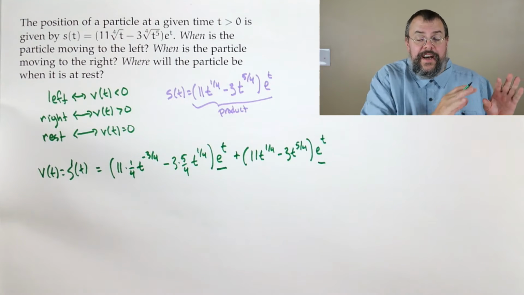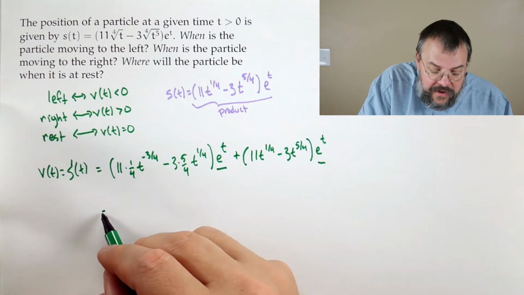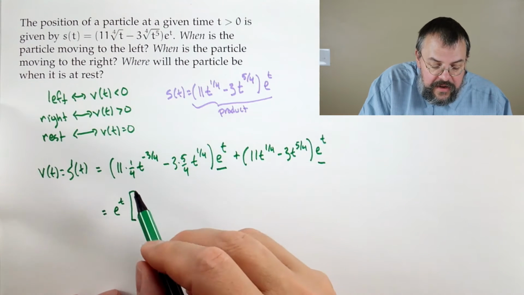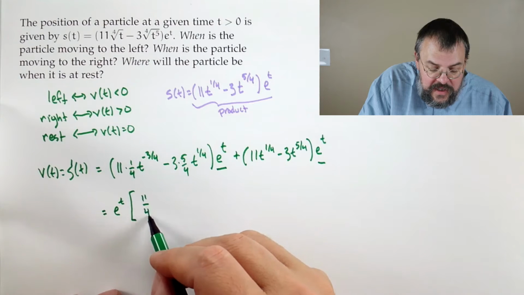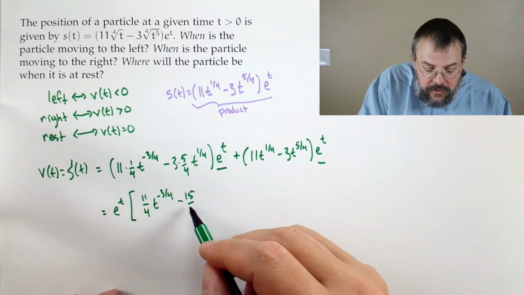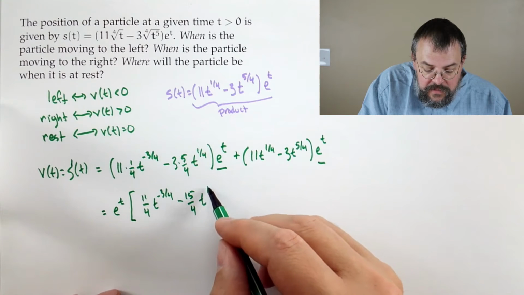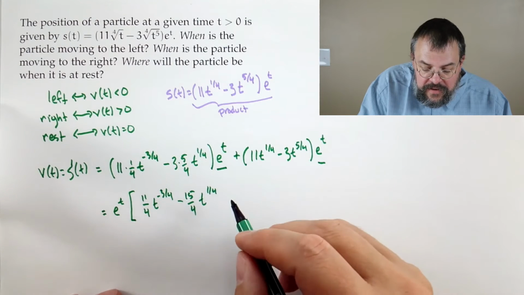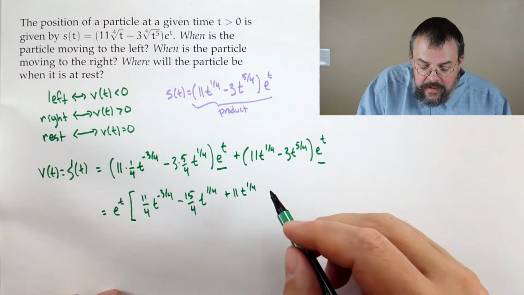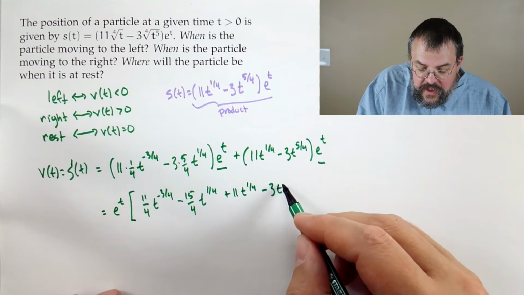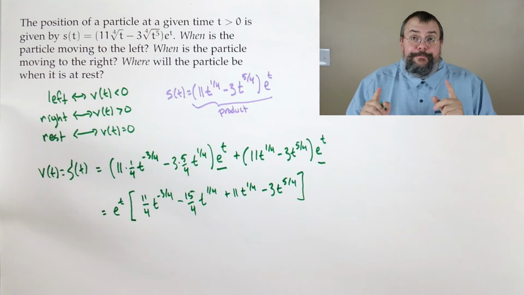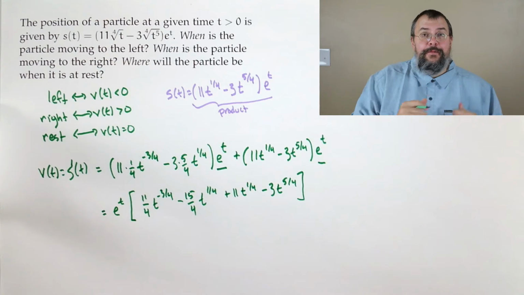Okay, so let's just pull that out. And we'll keep pulling stuff out as we move along. So there's e to the t. And if I pull that out, let's see, we have an 11/4 t to the minus 3/4 minus 15/4 t to the 1/4. And here we have plus 11 t to the 1/4 and then minus 3 t to the 5/4. All right, next up, I want to keep pulling stuff out.